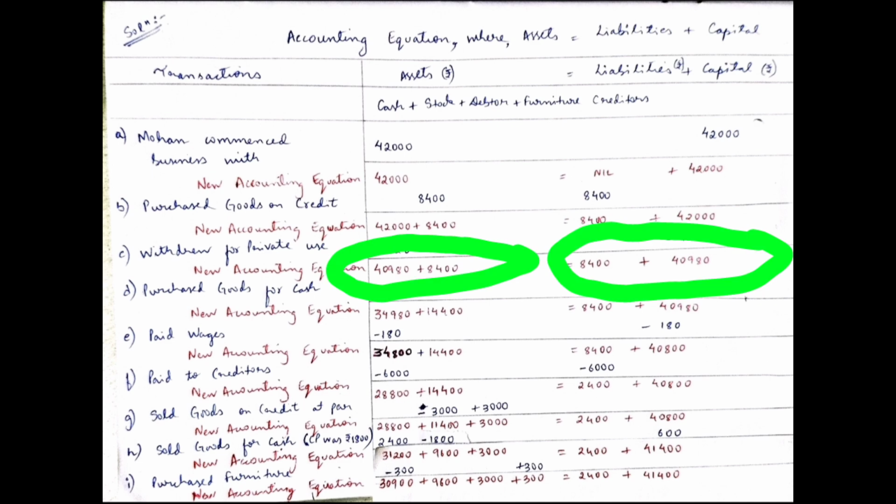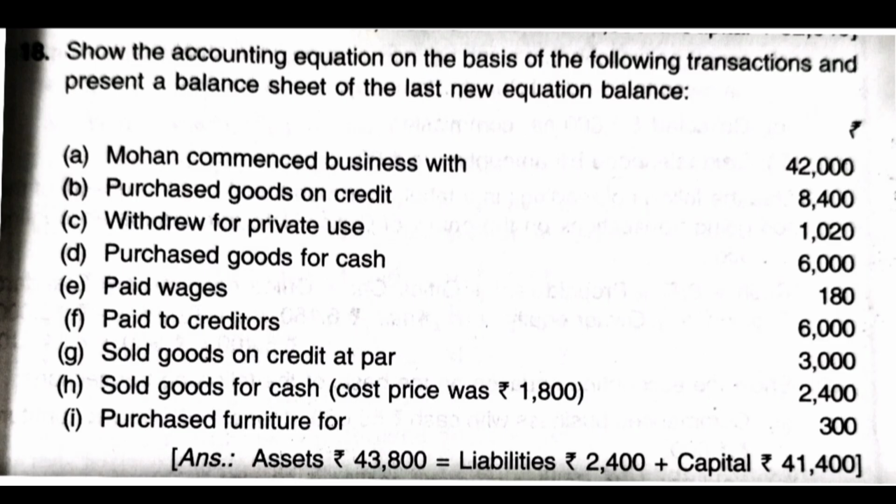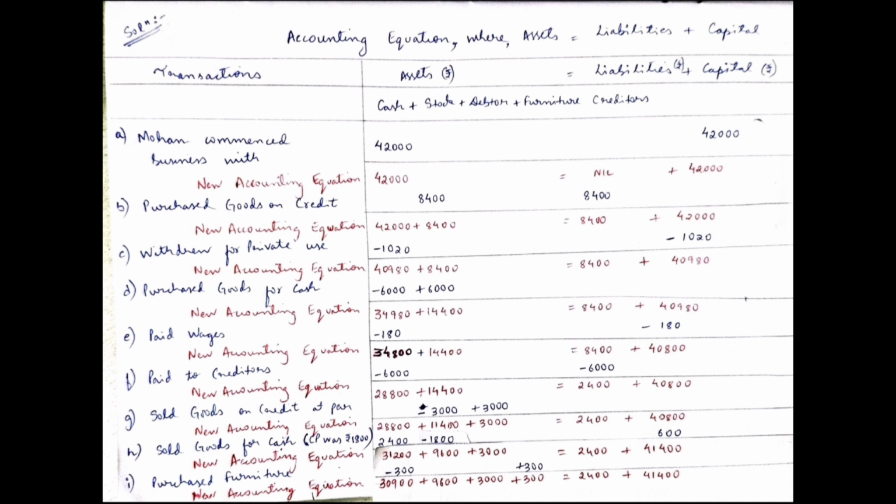Next business transaction is purchase goods for cash. Now what happens? Mr. Mohan purchased goods, but earlier it was on credit, now it's on cash. So our cash will reduce, yes or no? He purchased goods for cash, 6,000. So 6,000 rupees we will deduct from cash, because goods is coming in and cash is going out, and our stock will increase by 6,000.